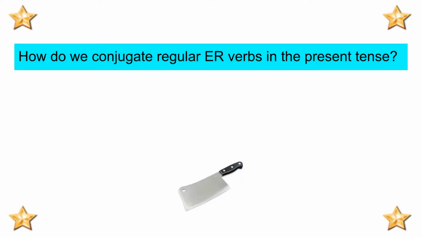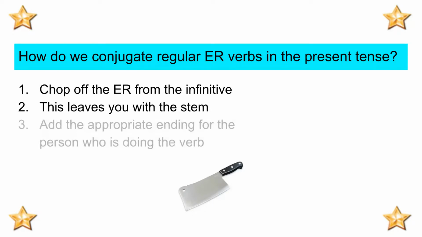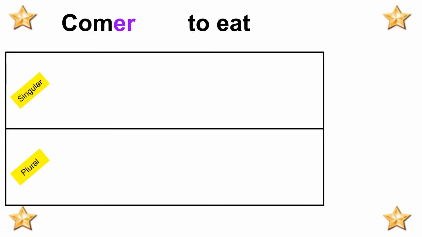How do we conjugate regular ER verbs in the present tense? We chop off the ER from the infinitive. This leaves you with the stem, and then we add the appropriate ending for the person who is doing the verb. So, for example, comer is to eat. Let's chop off the ER, leaving us with the stem. And if we add O to the end, for example, that makes it I eat. Como, I eat.